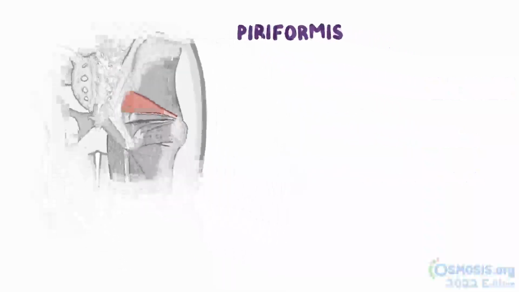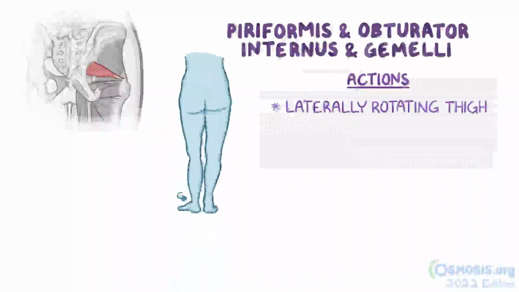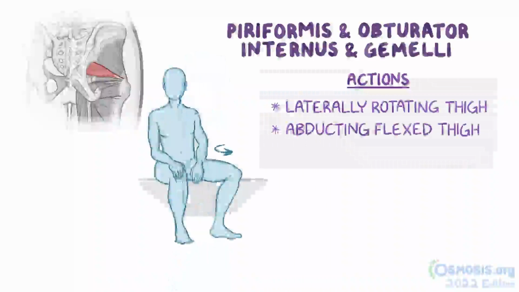The piriformis, along with the obturator internus and the superior and inferior gemelli, are responsible for laterally rotating the extended thigh, abducting the flexed thigh, and steadying the femoral head in the acetabulum.